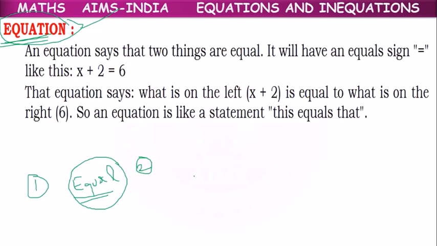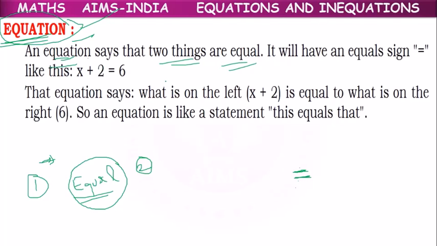Suppose the father brings some chocolates and he distributes the chocolates equally to all, like that. In mathematics also, we will come across this term equation, which says that two things are equal, and its symbol is the equality sign. Two parallel lines, equality sign.